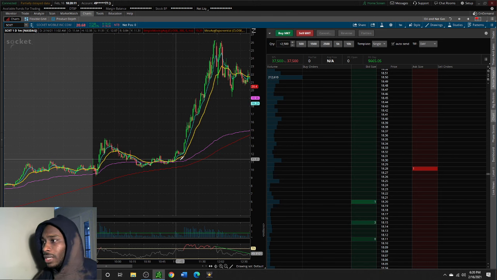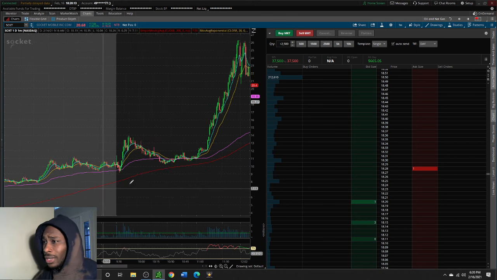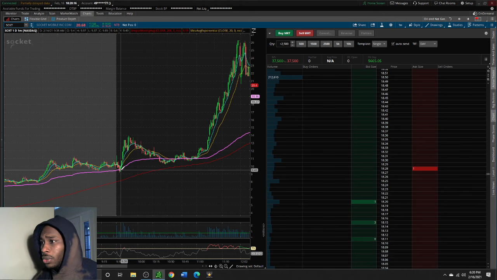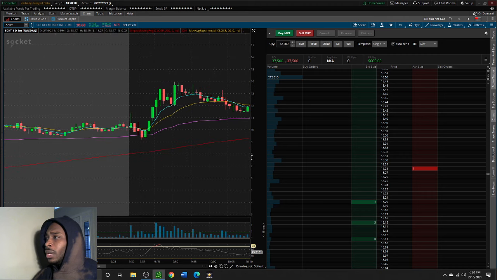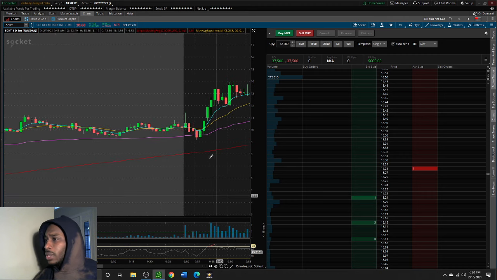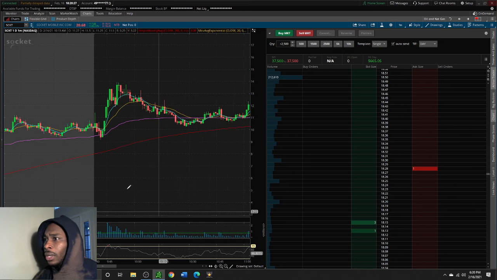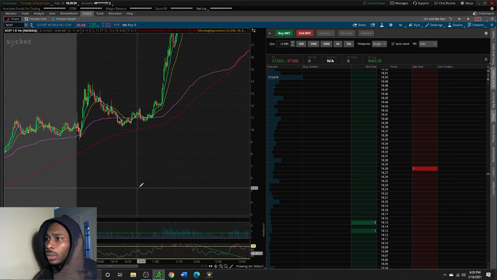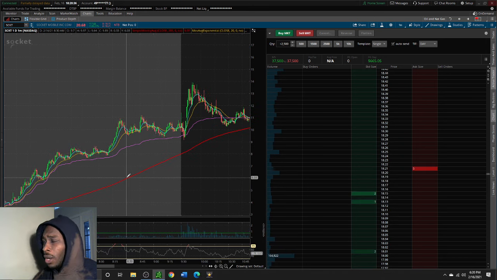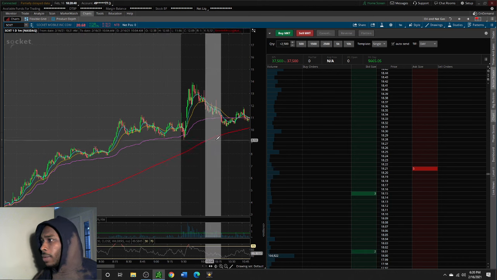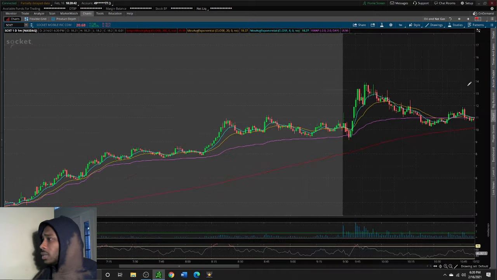So this is a flag pattern right here. You get your pole, and there's a couple things happening. This was a red to green move. When the stock opened up, it was already up a good bit. I don't know how much. Probably, let's see. Market opened at 9:30. It looked like it was up already almost 200% or more.